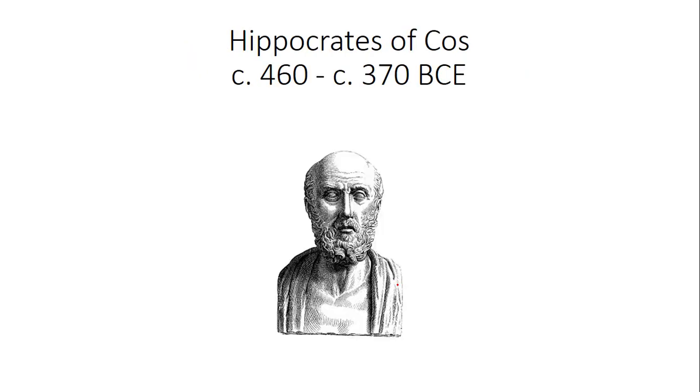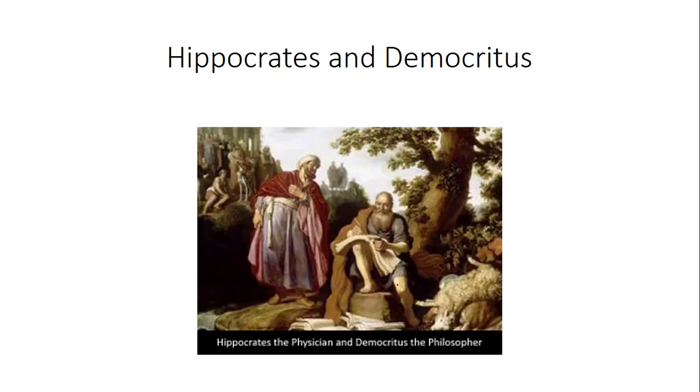He lived between about 460 and 370 BCE, which is right at the height of the classical period of Greece, or actually I should say a little bit prior to it, but he certainly lived during the classical period, and that's why you see him pictured with Democritus, the atomist that we learned about last week.